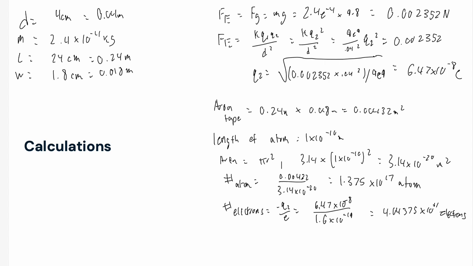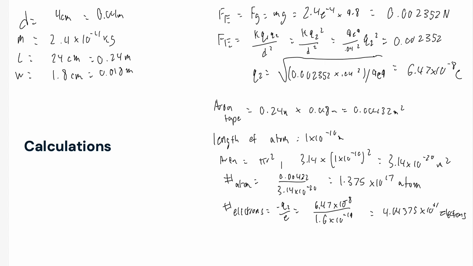If you look at the results and the calculations that I did, you can see that it gets to the same result and conclusion that the model does. If you look at the top left, you can see the measurements I made. First, the distance between the two tapes is 4 centimeters, or 0.04 meters. The mass was 2.4 times 10 to the negative 4th kg. The length was 24 centimeters, or 0.24 meters. The width was 1.8 centimeters, or 0.018 meters.